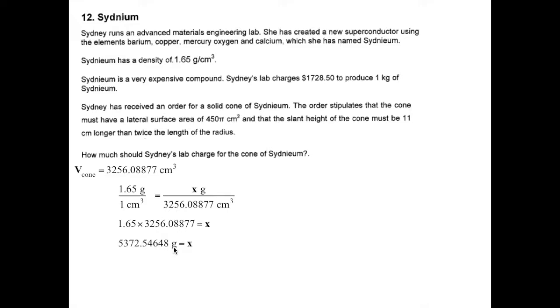5,372.54648 grams. To convert grams to kilograms, I'm going to divide by 1,000. You can use your King Henry died, Larry didn't curse much. You're converting grams to kilograms, which means you're moving 1, 2, 3 steps on the diagram. 1,000 grams is a kilogram. You could also use that knowledge. In any case, you end up with 5.3725 kilograms.